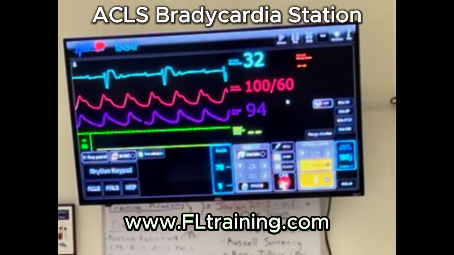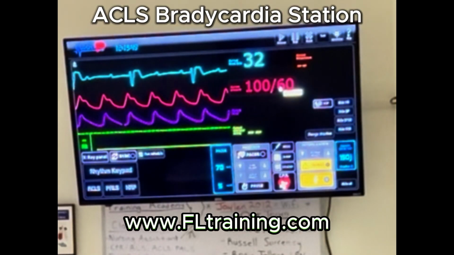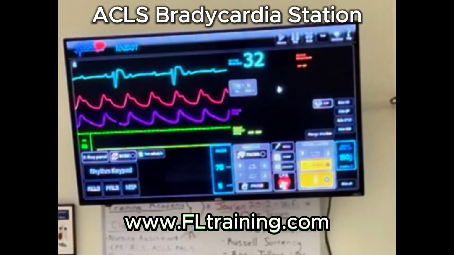We don't treat monitors, we treat patients. So after that atropine was given and the oxygen at 4 liters, what is your reassessment? What are you rechecking? If the heart rate is more than 50. Okay. And if the O2 saturation is more than 90, and the diastolic blood pressure is more than 60.